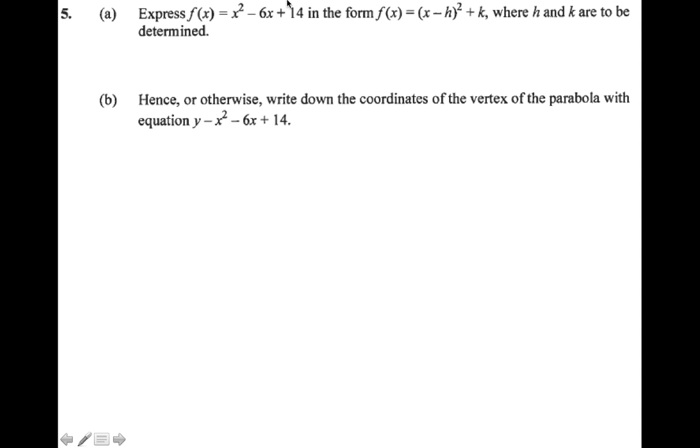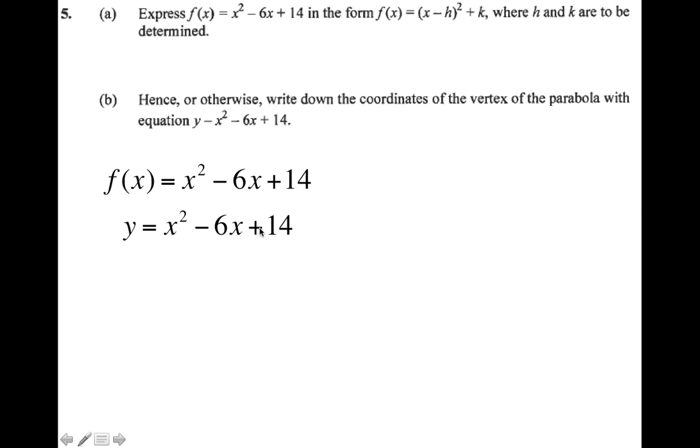Whenever you need to change from standard form to vertex form, you complete the square. Alright, so again, standard form to vertex form, complete the square. So let's do that. Here's our original function. Sometimes it's easier to rewrite f of x as y. It just makes it easier, maybe because you're used to using y more often. So anyway, I've rewritten it with y.